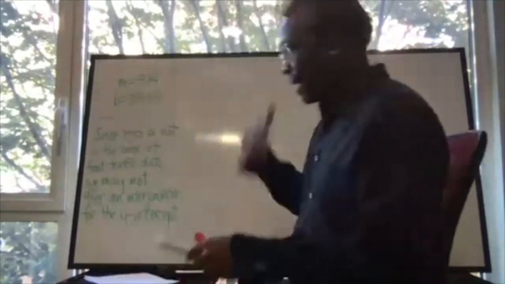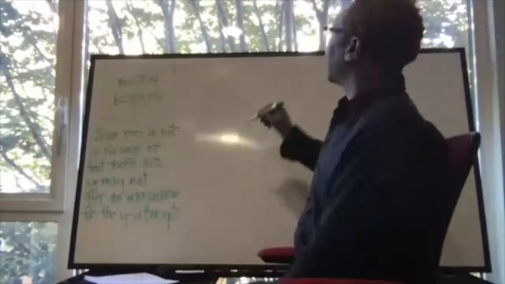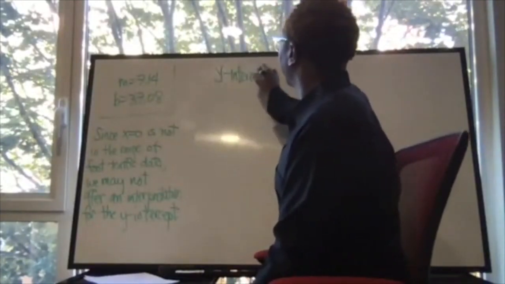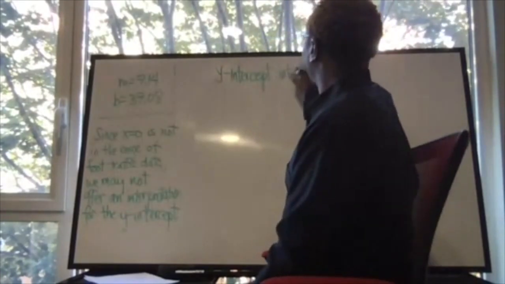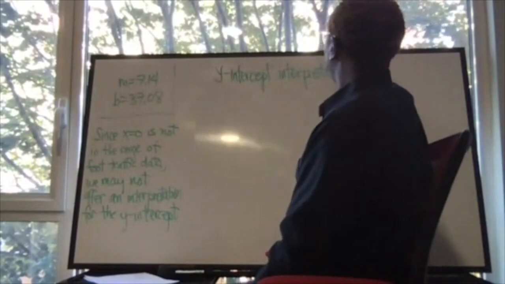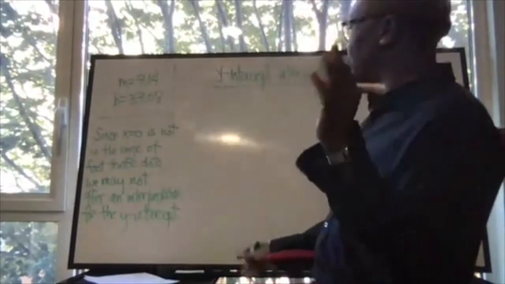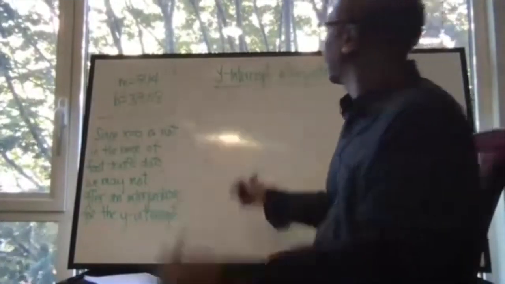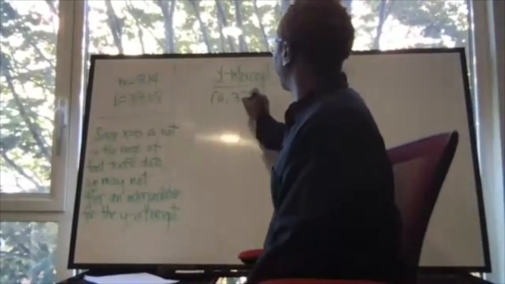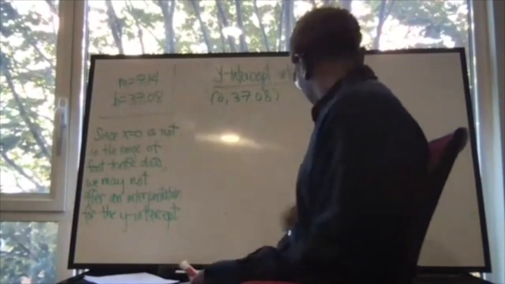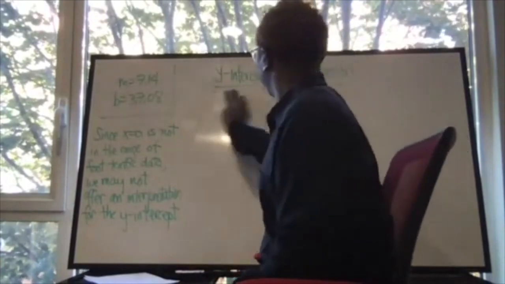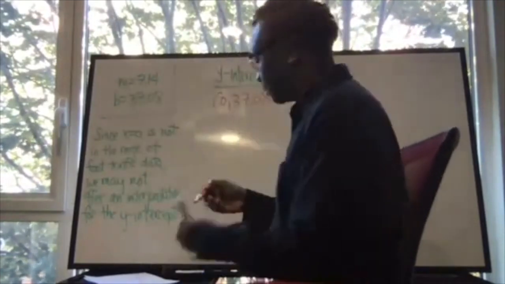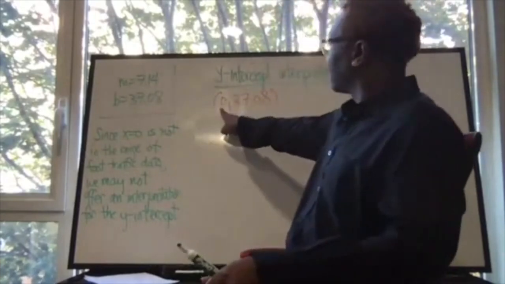So if you follow my logic, even though it's not true, here's how we would do it. We're going to say y-intercept interpretation. All right, so imagine x equals 0 is in the range. What we have to do, okay, (0, 3708). This is x, this is y.